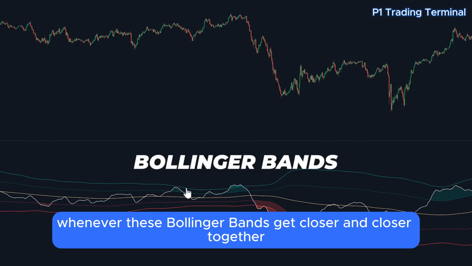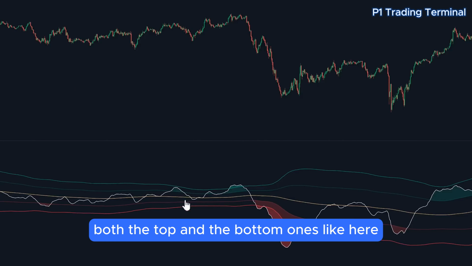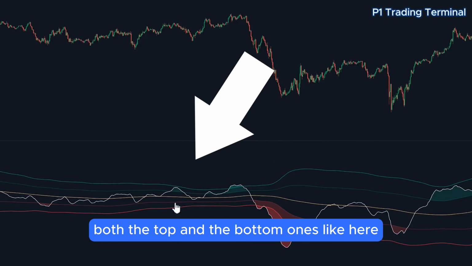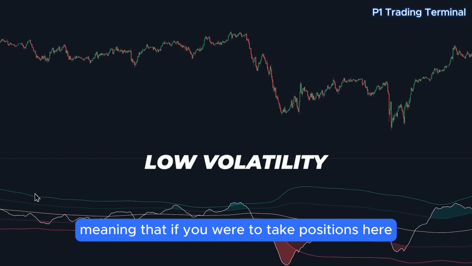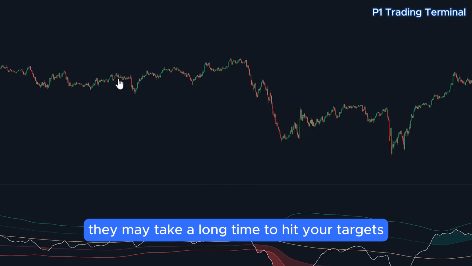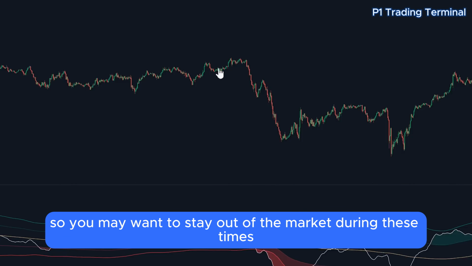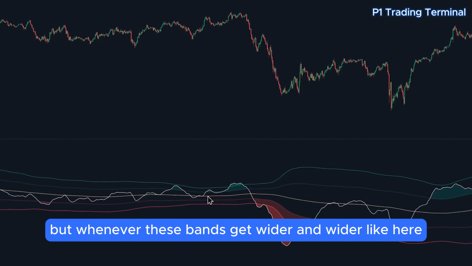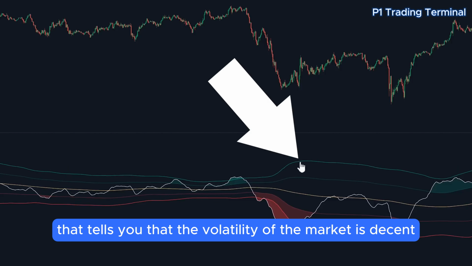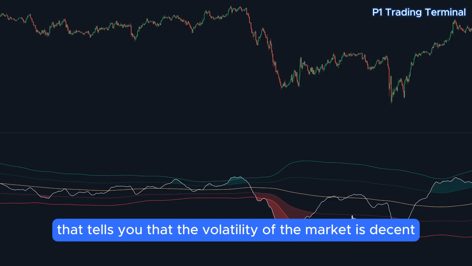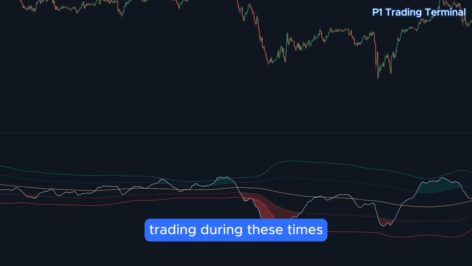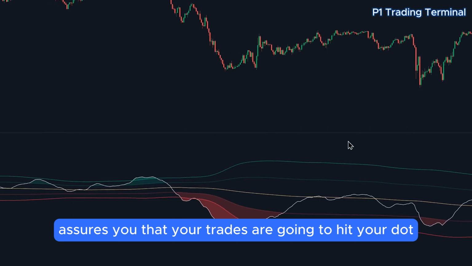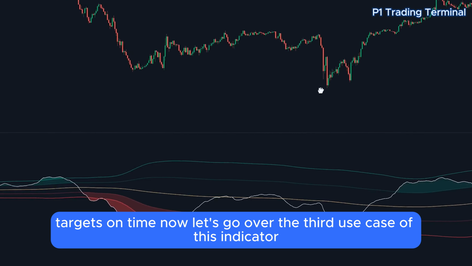Whenever these Bollinger Bands get closer and closer together, both the top and the bottom ones, like here, this indicates low volatility in the market, meaning that if you were to take positions here, they may take a long time to hit your targets. So you may want to stay out of the market during these times. But whenever these bands get wider and wider like here, that tells you that the volatility of the market is decent or strong enough to push prices. Trading during these times assures you that your trades are going to hit your targets on time.